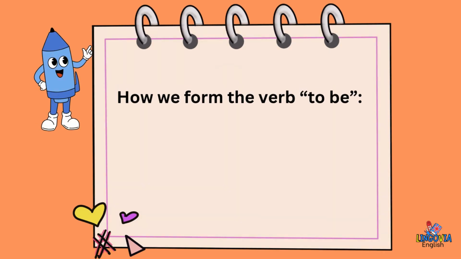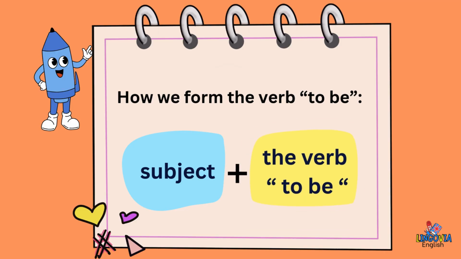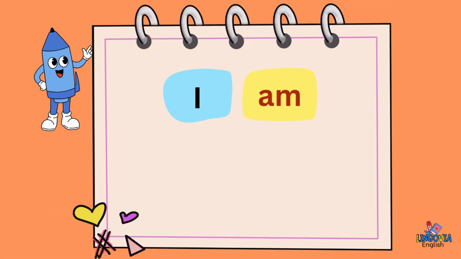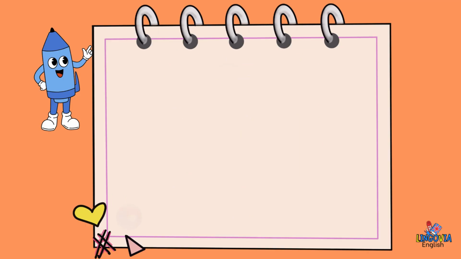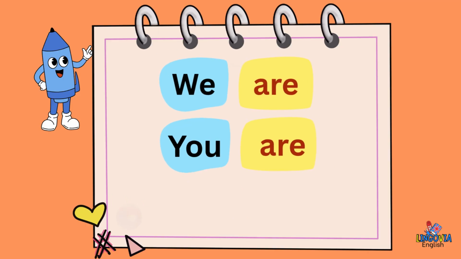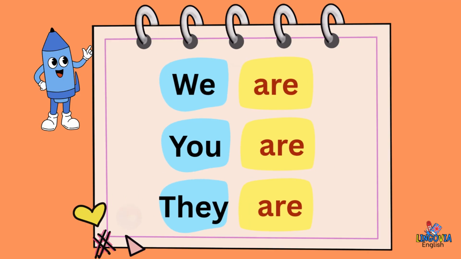Here's how we form the verb to be. We put the subject first, followed by the correct form of the verb to be. I am, you are. He is, she is, it is. We are, you are, they are.